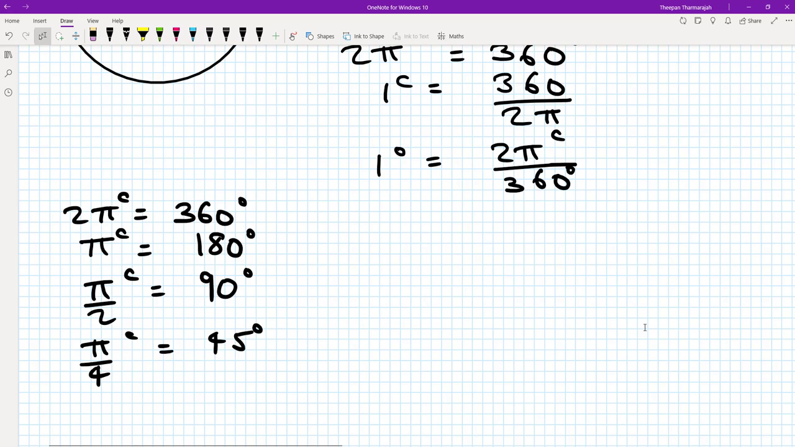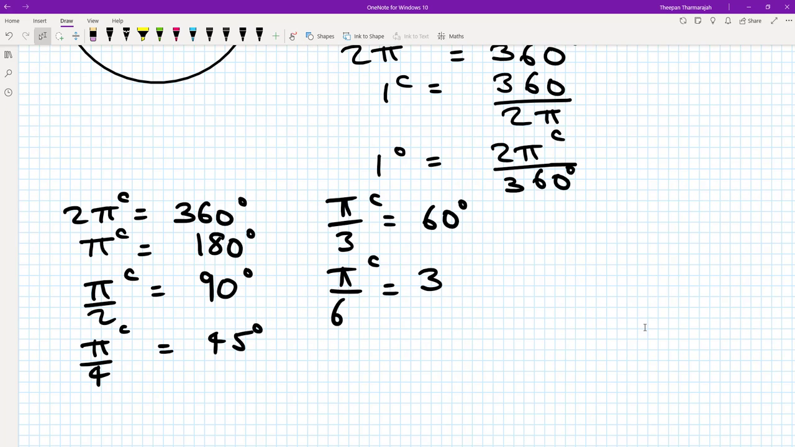Just going to improve the clarity of the C here. Then we can say pi over 3 radians is going to be 60 degrees. Pi over 6 radians is going to be 30 degrees. So these are your common radians that you should be familiar with.